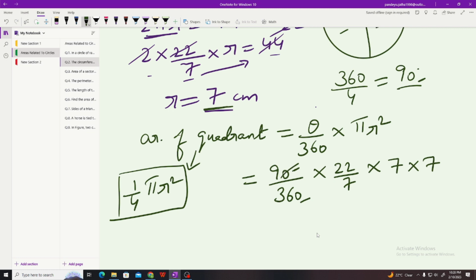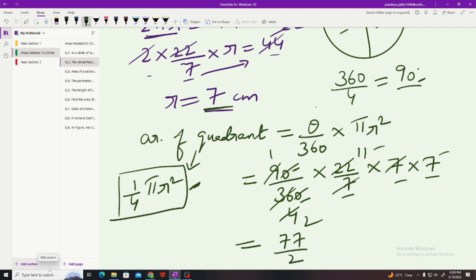So just check, if we cancel, still we are getting this as 1/4 of pi r square. So you can straight away use this formula, that is area of quadrant is equal to 1/4 of pi r square. Cancel the value. So we are left with 11 into 7, that is 77 upon 2, which is equal to 38.5 centimeter square. So we got the area of quadrant as 38.5 centimeter square.